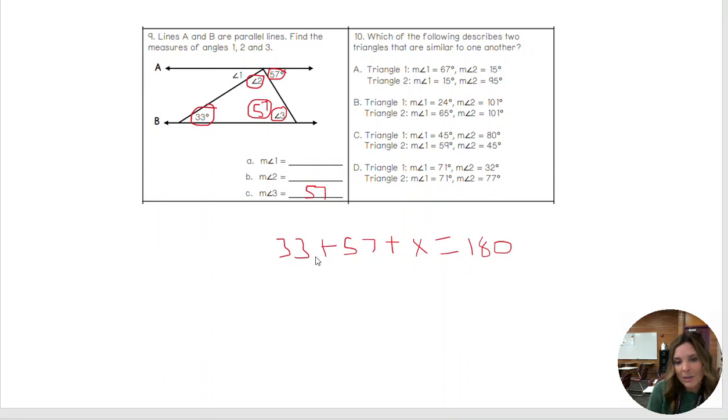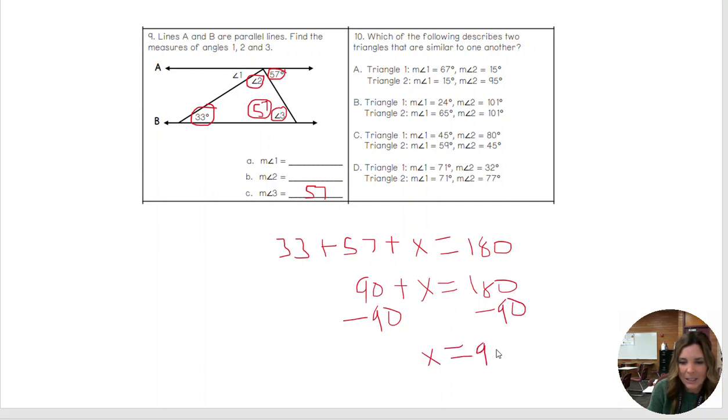So from there, 33 and 57 is just 90. And then when you subtract 90 from both sides, that tells you that angle 2 is 90. So you now know angle 2 is 90.